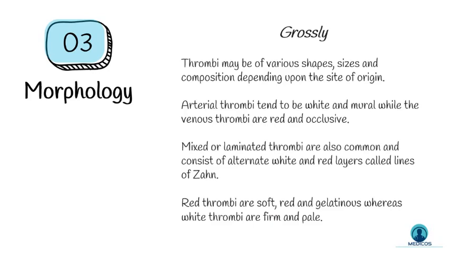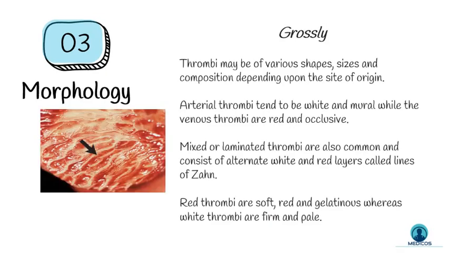When we see the gross feature, thrombi may be of various shape, size, and composition depending upon the site of origin. Arterial thrombi tend to be white and mural, while the venous thrombi are red and occlusive, and the mixed or laminated thrombi are also common. It consists of alternate white and red layers called the lines of Zahn, and red thrombi are soft, red and gelatinous, while the white thrombi are firm and pale.